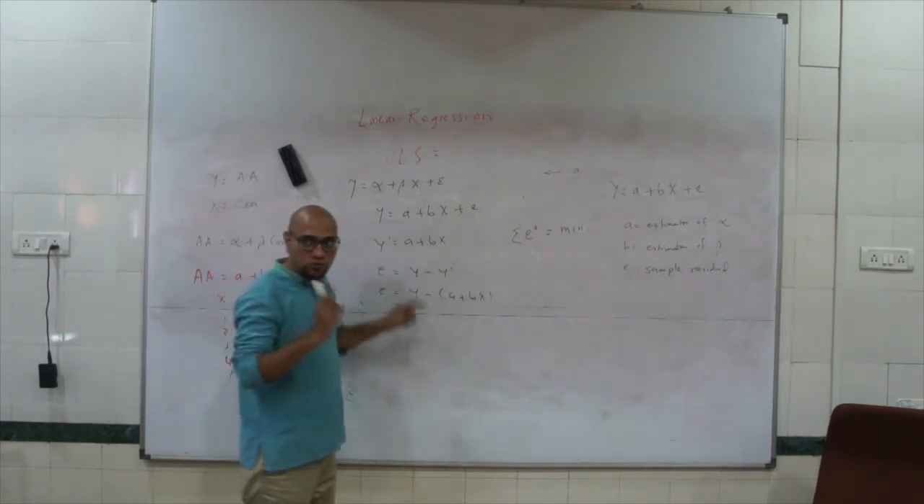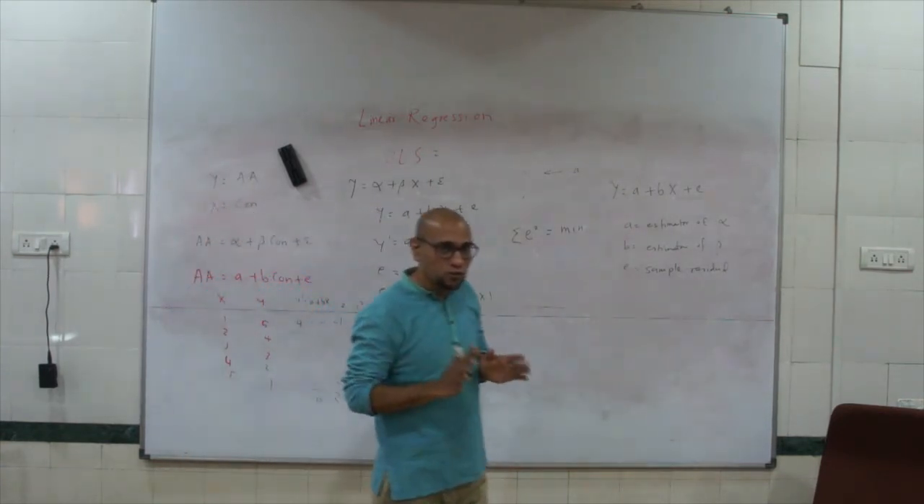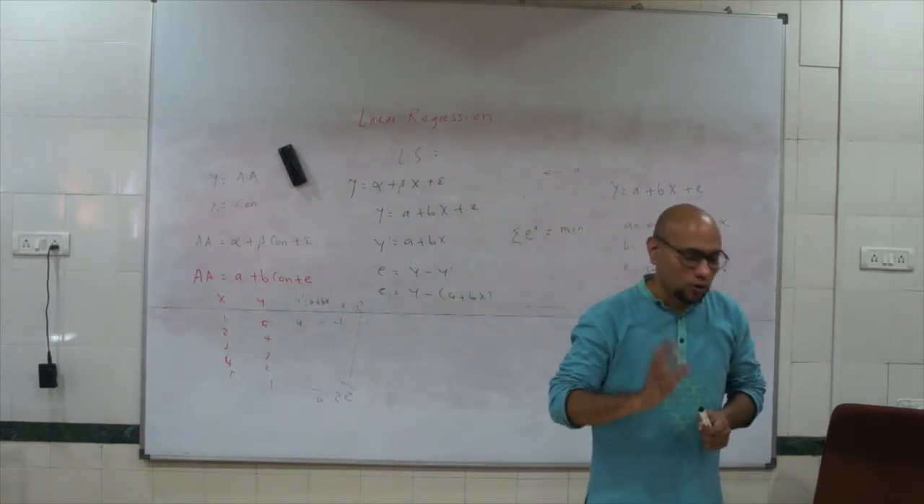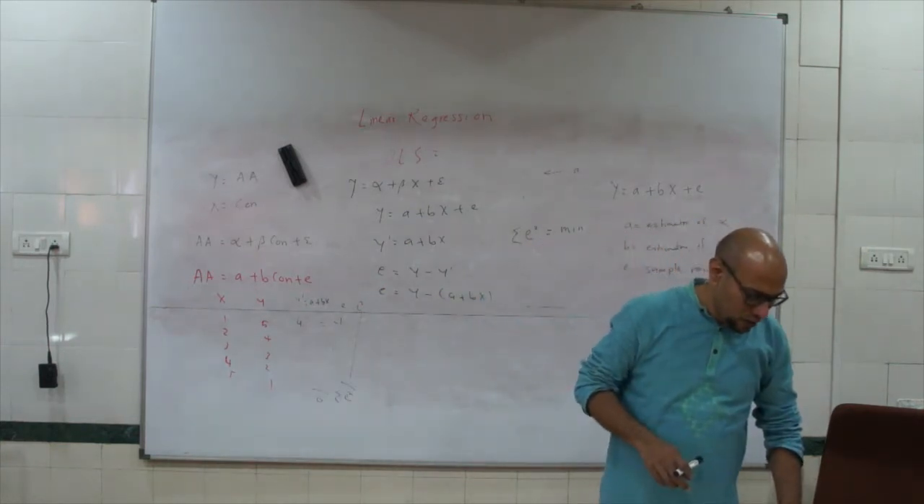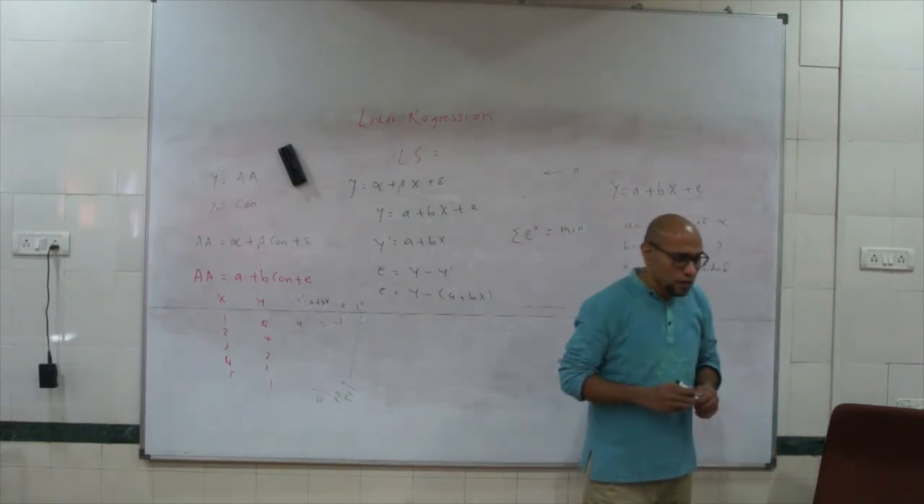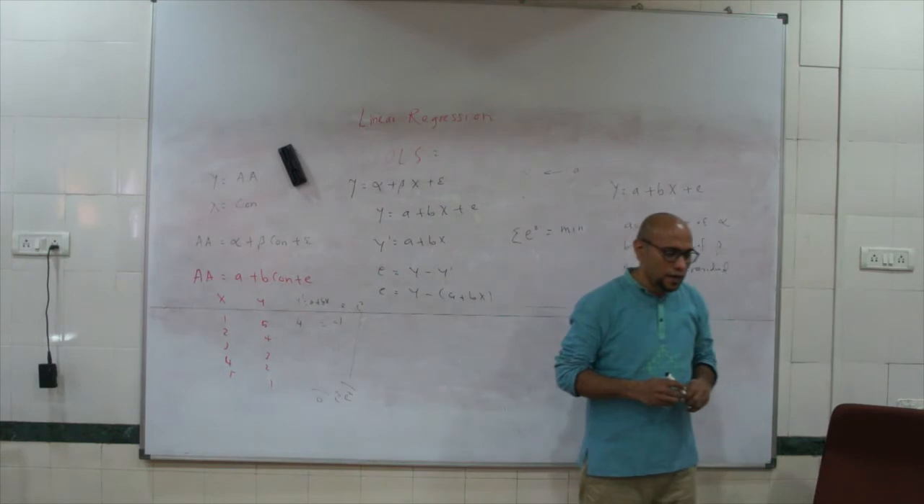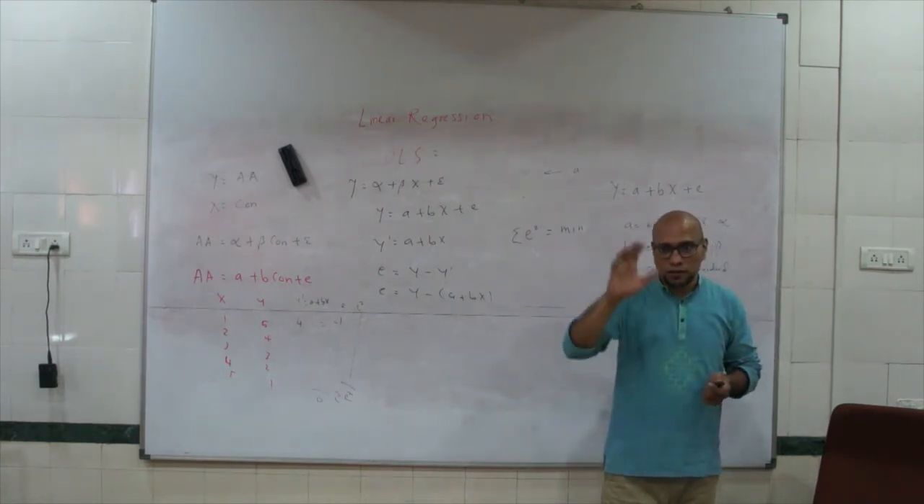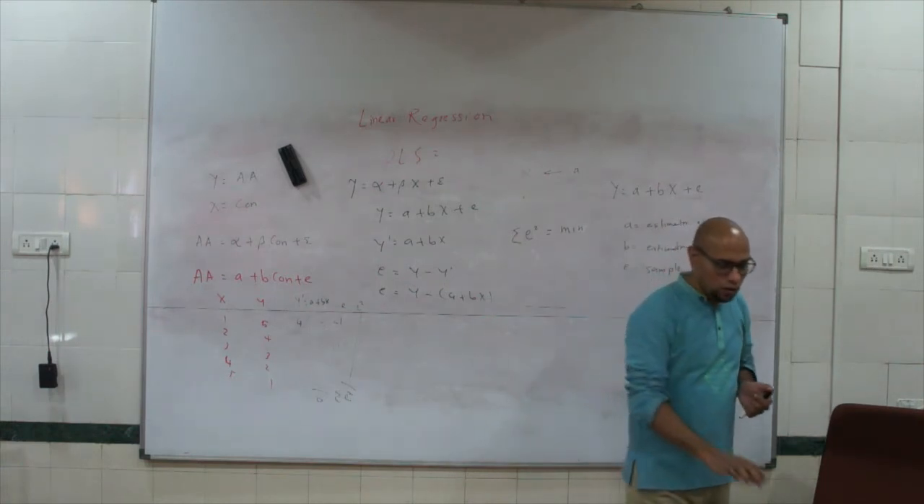So OLS uses this logic. The logic of OLS is to keep sigma E square smallest. And by keeping this in mind, the B has been computed.